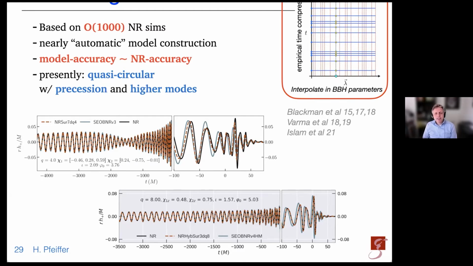It's an amazing procedure. Vijay Varma and collaborators are the leaders these days, taking over from Jonathan Blackman in earlier times. And many of this work is done together in collaboration with a group at University of Dartmouth around Islam and Scott Field and others. It's quite impressive work. I'm showing here one example of a numerical relativity waveform, the modeled NR surrogate waveform, and an EOB model on top of each other.